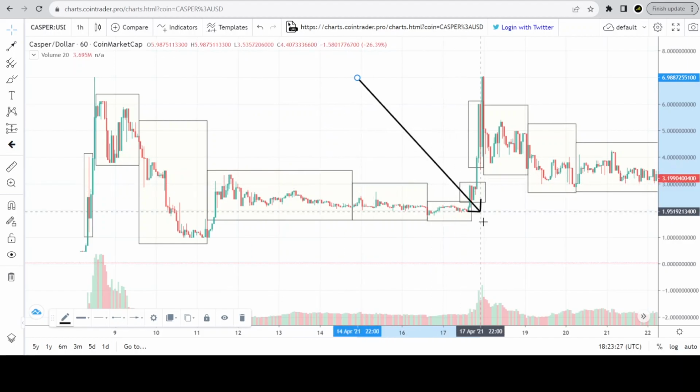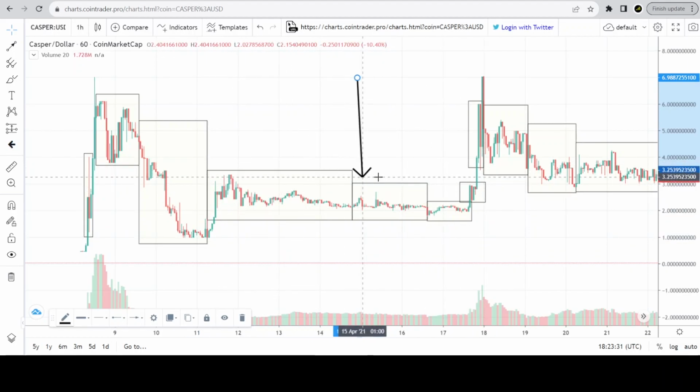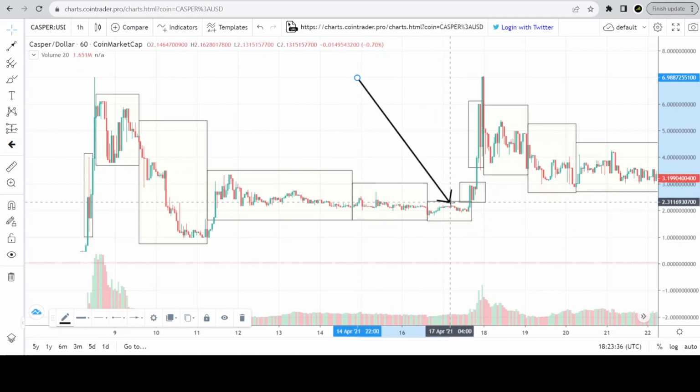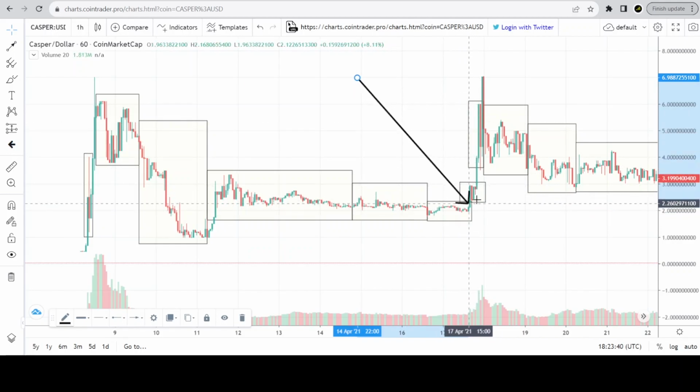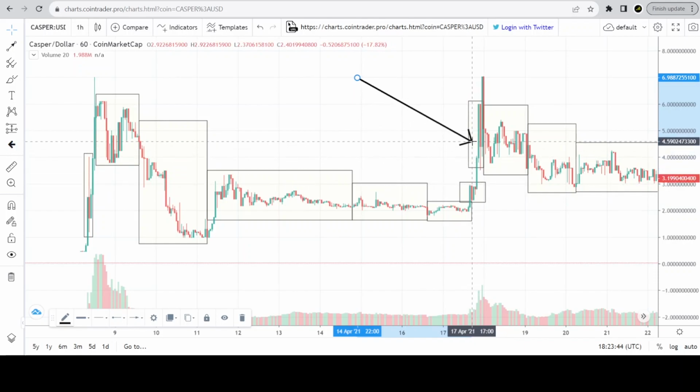This phase right here is a sideways range-bound time. I divide this into three separate fractals. After this sideways range-bound time, it begins to move back up into a bull run. So it has this small correction right here, and then it continues to move up, and this is where the Casper chart begins to repeat.